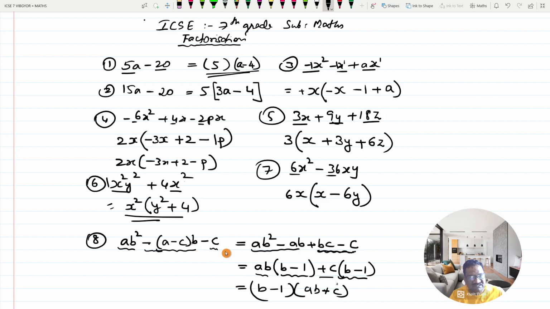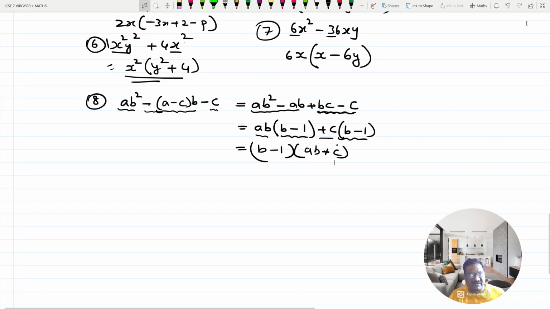So these 4 terms, which were making this full expression, you have converted into two brackets now, which are in terms of product. So the answer has to be this only, that is B minus 1 times AB plus C. Is that clear? Now let us try this similar one, ninth, one more.